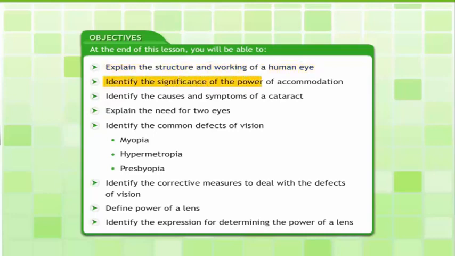identify the significance of the power of accommodation, identify the causes and symptoms of a cataract, explain the need for two eyes, identify the common defects of vision, myopia, hypermetropia, and presbyopia. Identify the corrective measures to deal with the defects of vision. Define power of a lens. And identify the expression for determining the power of a lens.